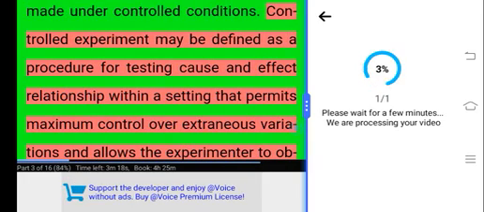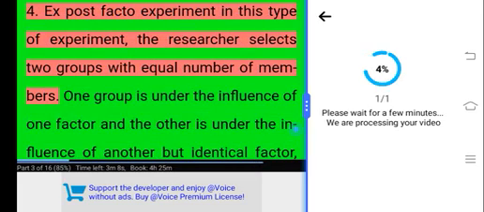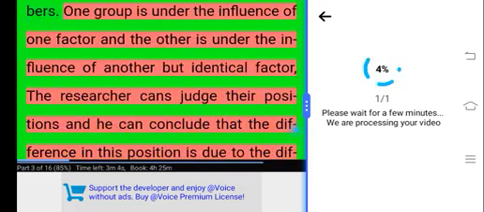Controlled experiment may be defined as a procedure for testing cause and effect relationship within a setting that permits maximum control over extraneous variations and allows the experimenter to observe the effect of one variable on another. 4. Ex post facto experiment. In this type of experiment, the researcher selects two groups with equal number of members. One group is under the influence of one factor and the other is under the influence of another but identical factor. The researcher can judge their positions and he can conclude that the difference in this position is due to the difference in the two factors.